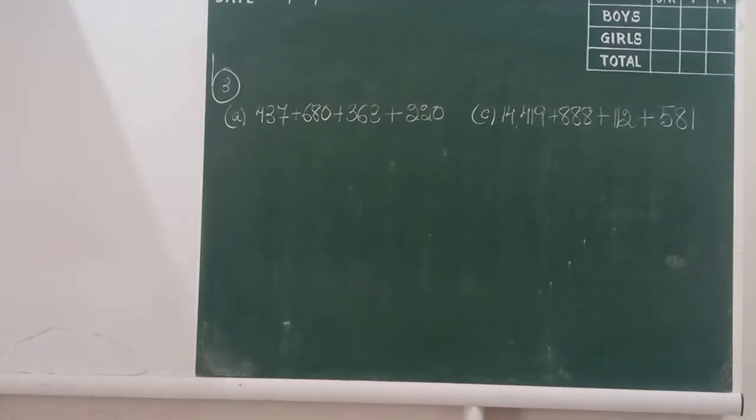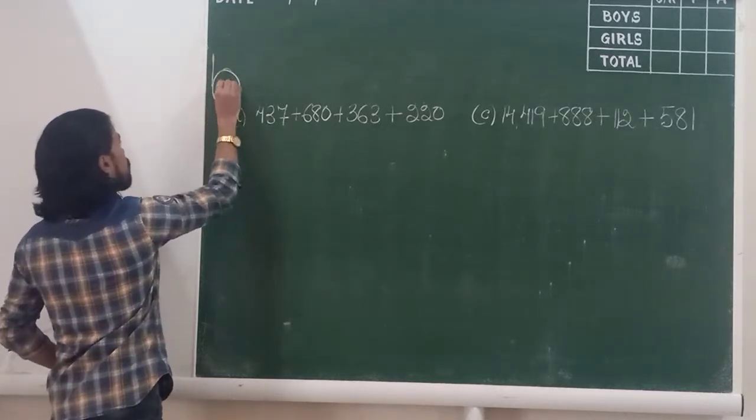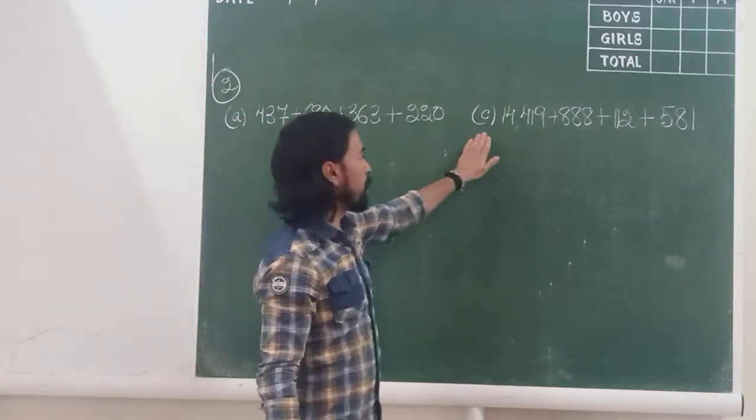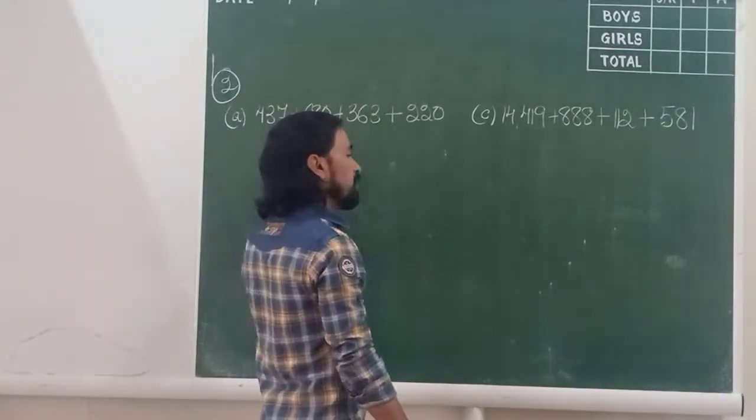Now let's look at these sums that are given in your textbook. Sum number 3 says, it's not sum number 3, it's sum number 2. Sum number 2 says, add the following by suitable arrangements. I am doing part A and part C. It's going to be very interesting once you understand the 3 sums.